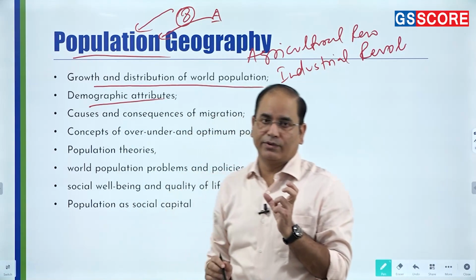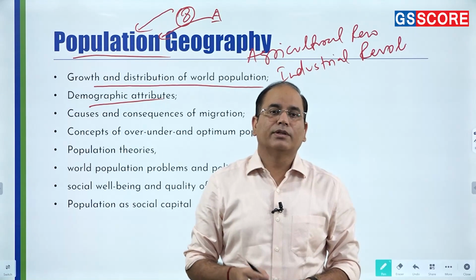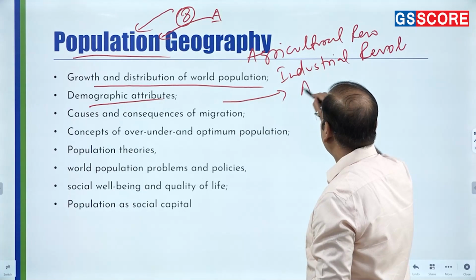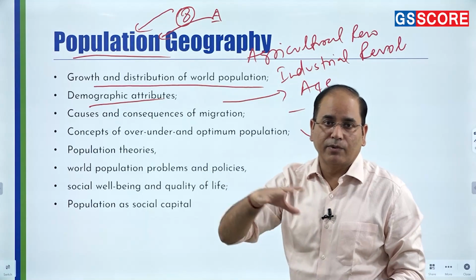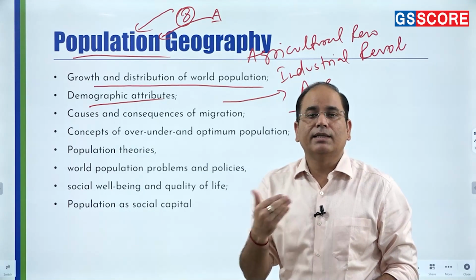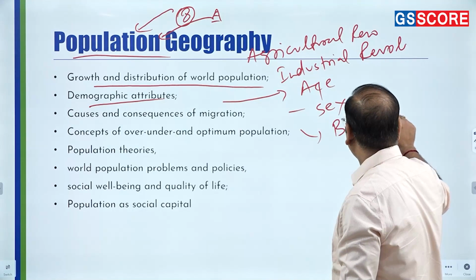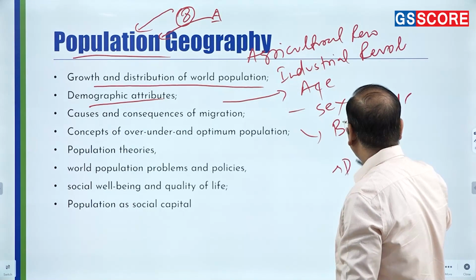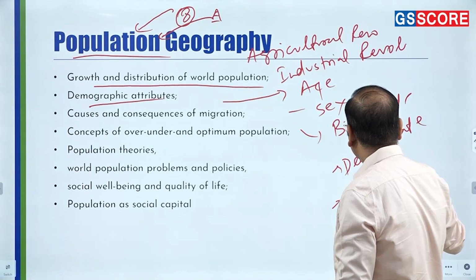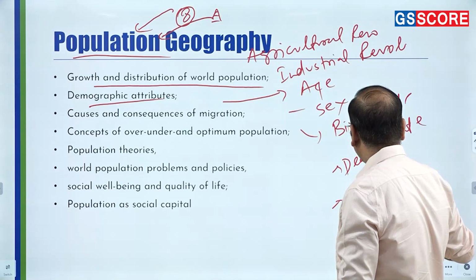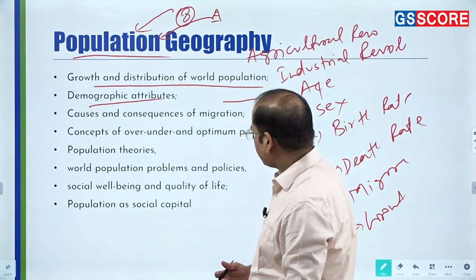Then we have demographic attributes. Demographic attributes cover a variety of topics, like age, sex, the different distributions, population density, then birth rate and death rate. Also you will have migration and growth. So all these are part of the demographic attributes you are supposed to study.